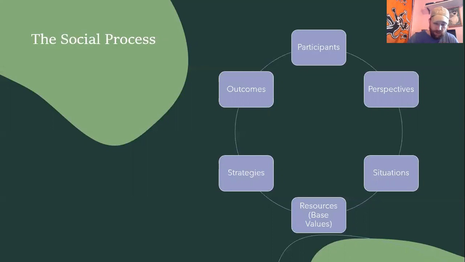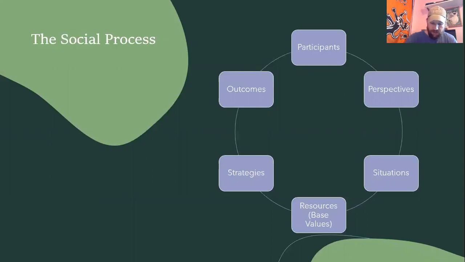The situation is, where are we in time and space? Where are we in social systems? Where are we in ecological systems? So situate this problem. Resources, or base values. That is, what resources do people have to bring to bear on this problem, right? So power, wealth, respect, expertise. These are the resources that people have in different forms and to different amounts.